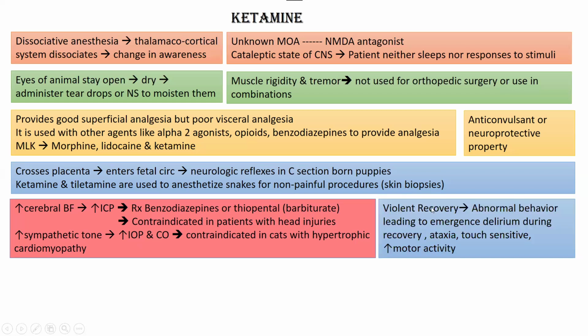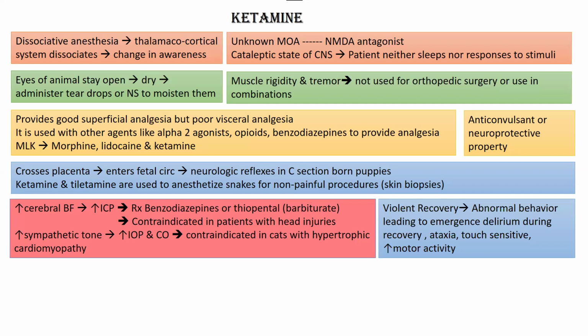Next, about induction and recovery of ketamine, you should remember ketamine has violent induction as well as recovery. Because during recovery, the animal will have abnormal behavior that will lead to emergence delirium, ataxia, touch sensitivity, and increased motor activity. Like you will see the animal will have vocalizations, painful recovery. He will be touch sensitive. So the recovery of ketamine is not smooth, and the induction of ketamine is also not smooth.